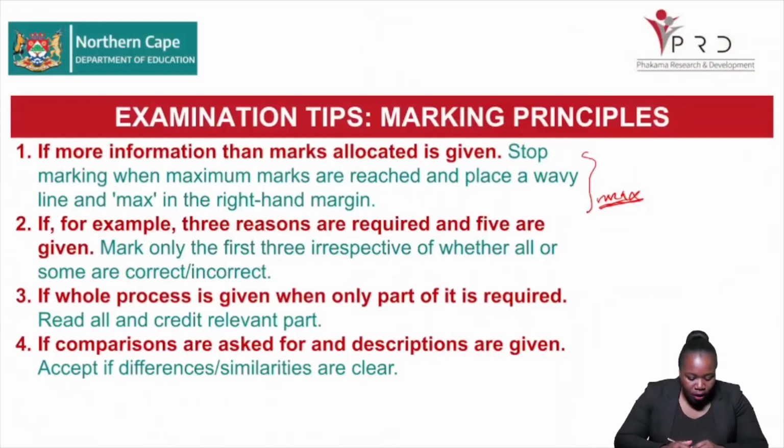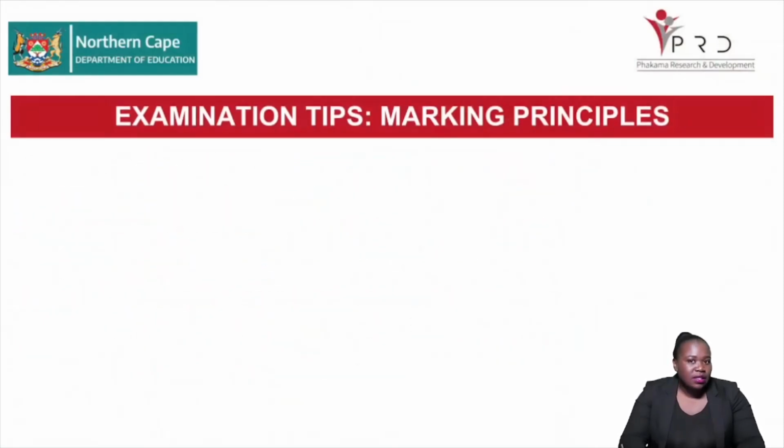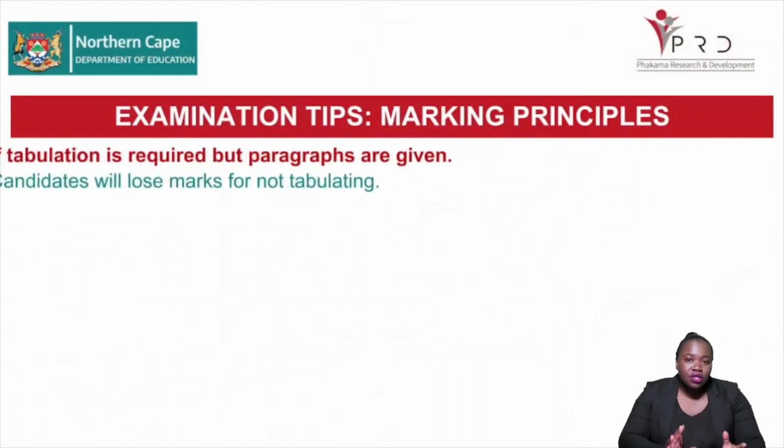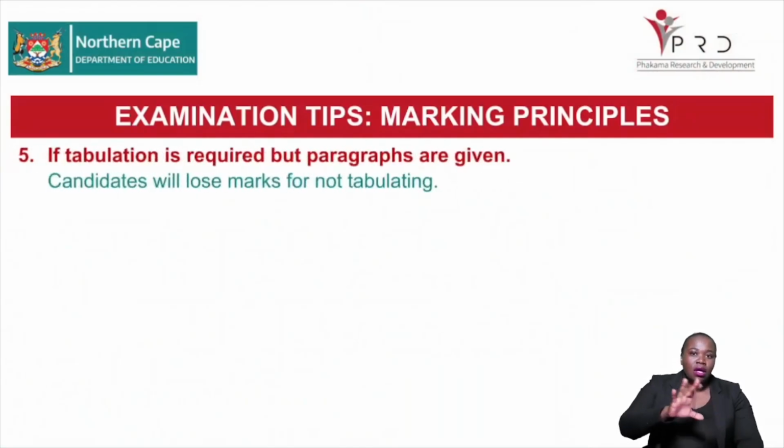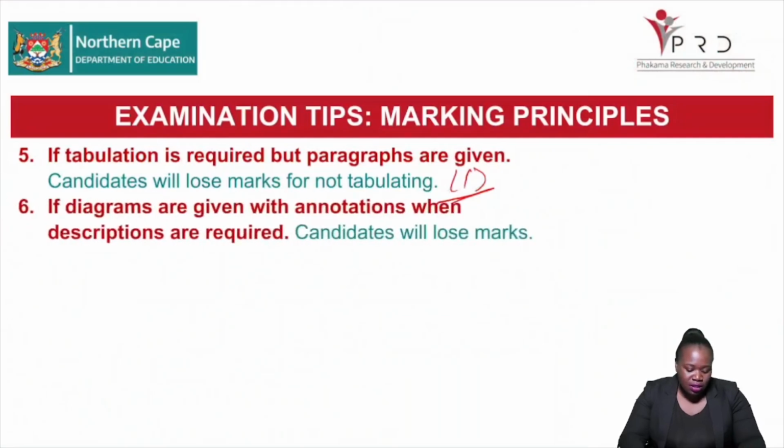And then number 4, if comparisons are asked for and descriptions are given, accept if differences or similarities are clear. I think this one is straightforward. If you are asked to give similarities or differences and you do not give straight answers, you will only be marked if within your description the differences and similarities are shown. But remember, if this is a tabulate question, you will lose a mark for not tabulating, which is our 5th point. It says if tabulation is required but paragraphs are given, candidates will lose marks for not tabulating. You cannot lose this 1 mark for tabulation. That is a free mark. So make sure you always tabulate.